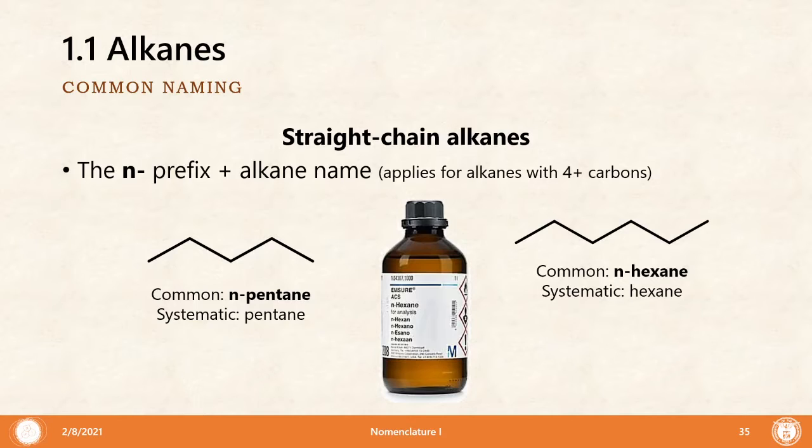For example, straight chain alkane reagents normally come with a label containing the n- prefix to denote that they are straight chain alkanes. So n-pentane can be another name for plain straight chain pentane, n-hexane for hexane. This applies for alkanes with 4 or more carbons, because alkanes with 3 carbons and below are always straight chain. Okay, so that's for straight chain alkanes.